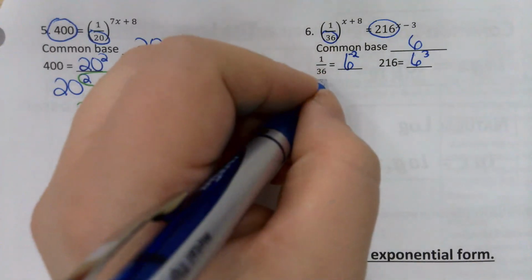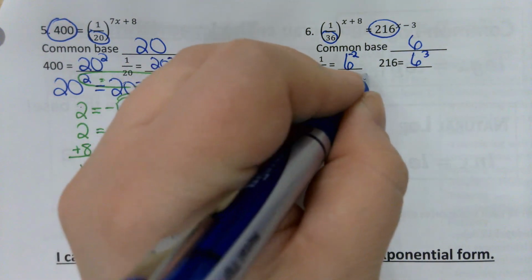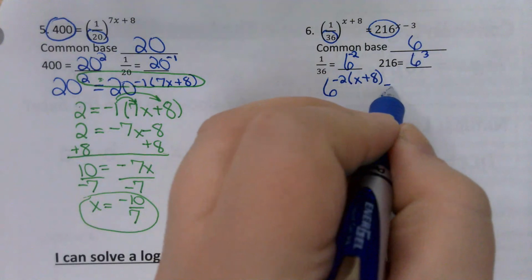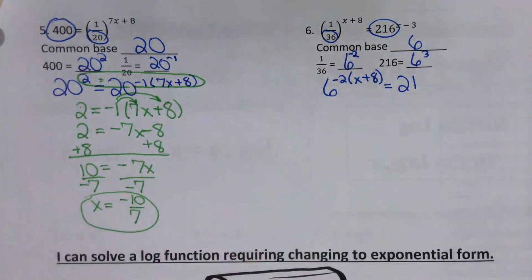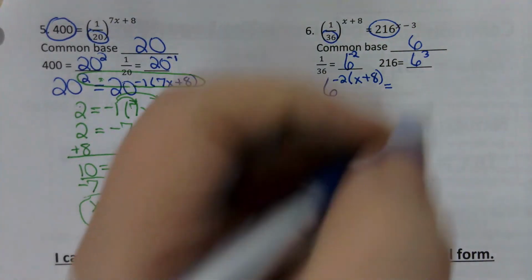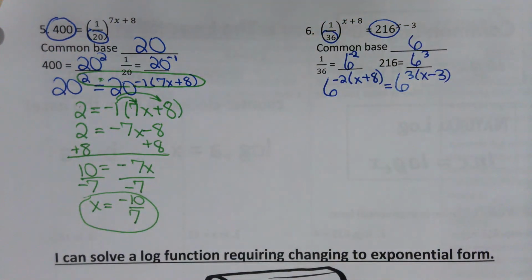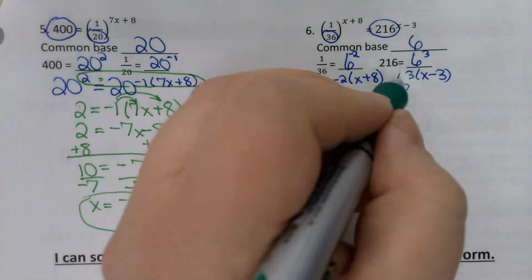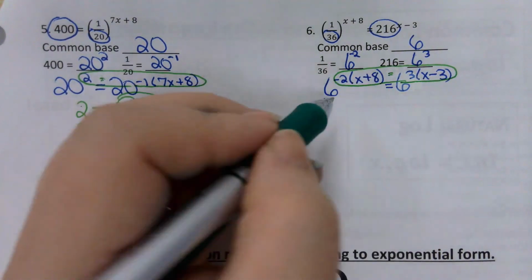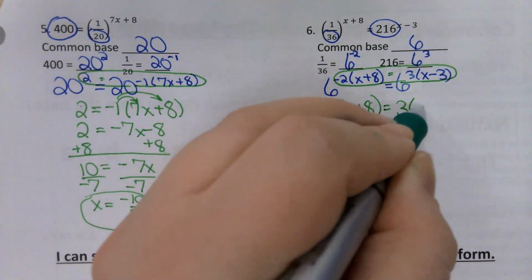We'll rewrite this, replacing 1 over 36 with 6 to the negative 2, and put our x plus 8, that was the original exponent, in parentheses. Then we'll replace 216 with our 6 to the third power, and put the x minus 3 in parentheses. Now that the bases are the same, we'll set our exponents equal to each other. Negative 2 times x plus 8 equals 3 times x minus 3.